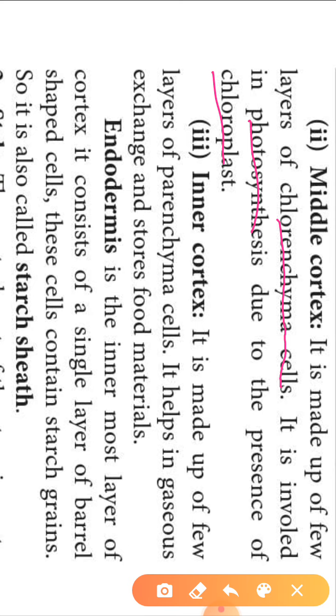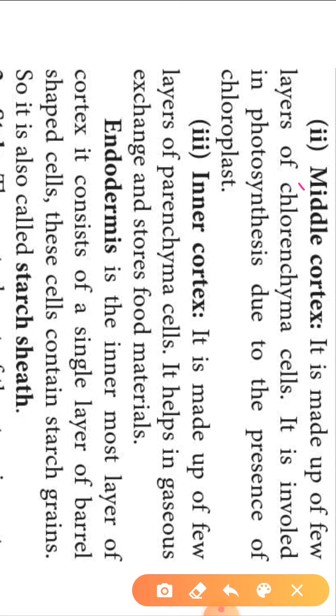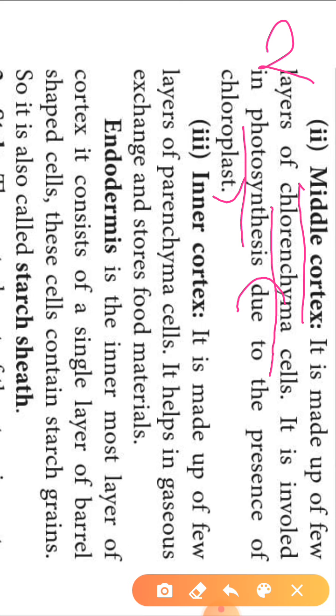Consequently, as a result of those definitions, middle cortex. Middle cortex occurs between two layers, contains chlorenchyma cells. It is involved in photosynthesis due to the presence of chloroplast. Write the meaning of chloroplast. Green pigment.